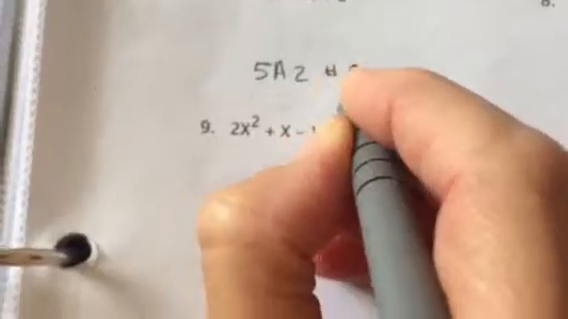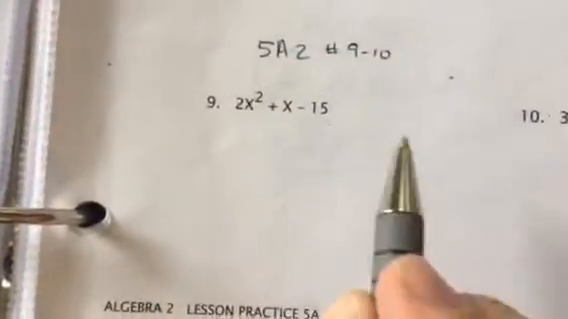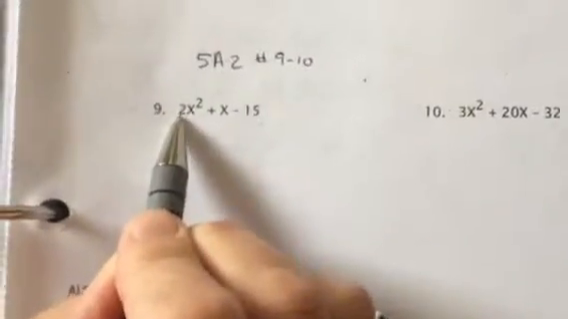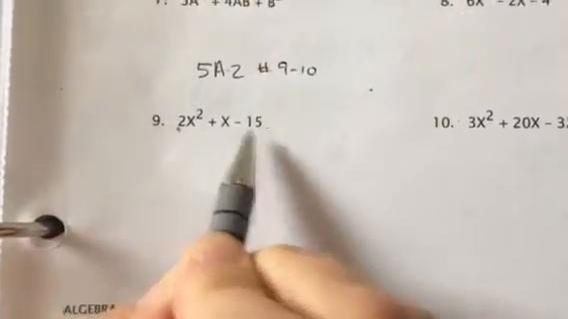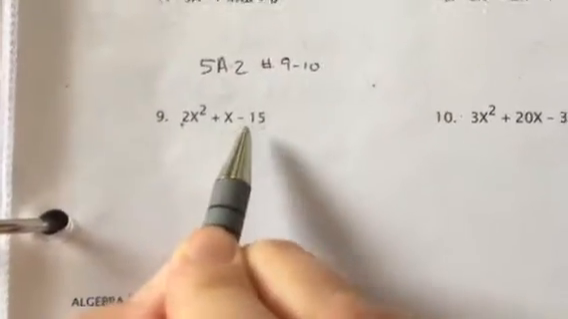This is for Algebra 2. This is 5A-2. I'm going to do numbers 9 and 10. We're just practicing factoring when this leading coefficient here is something other than a 1, and there's nothing common to factor out. So this is what I do.